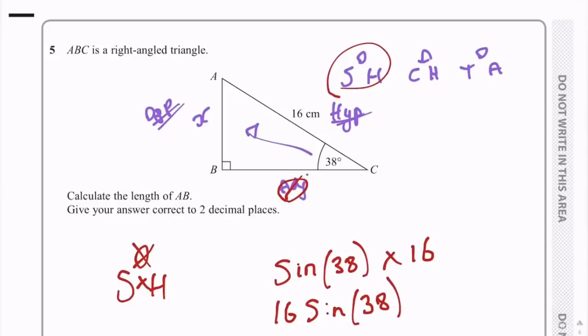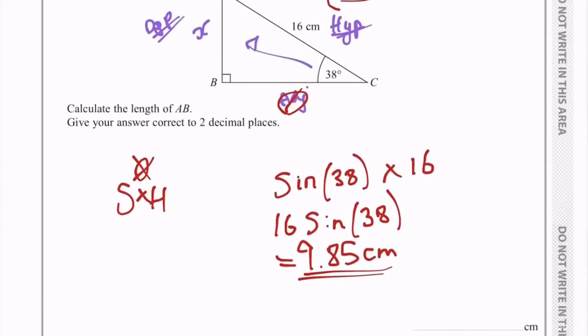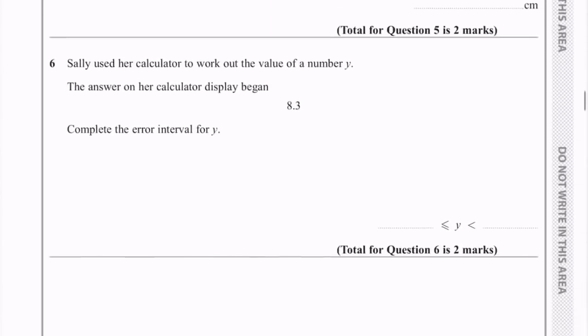So 16 sine 38, and if we type that into the calculator, we get the answer 9.85 when we round it to 2 decimal places. Good little tip is just to always make sure you write down the full number and then round it afterwards. If you do make a mistake, at least you've got the full answer written down there. You're not going to lose marks for rounding wrong in that final step. On to the next one.